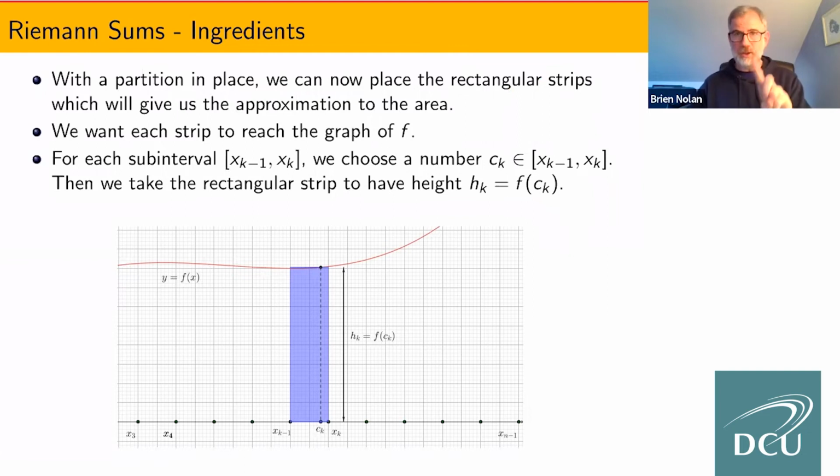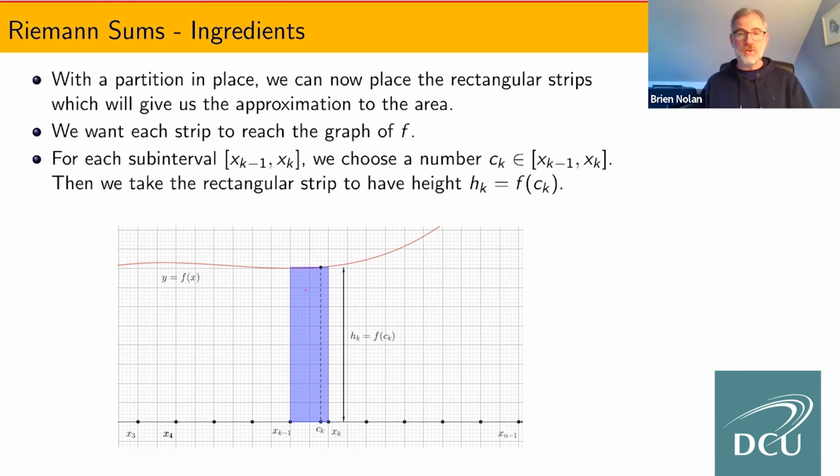Okay, so we have a function, we have an interval AB, and we have a partition of that interval. Let's zoom in now and start building the rectangles. So with our partition in place, we can now start putting in these rectangular strips that are going to actually form the approximation to the area. We want each of those strips to reach the graph of f. Of course we do, because we're trying to approximate the area under the graph.